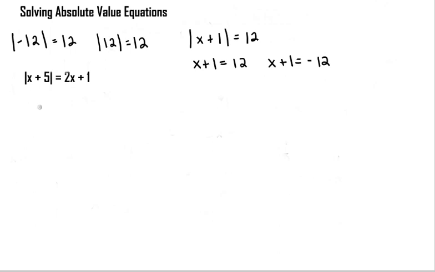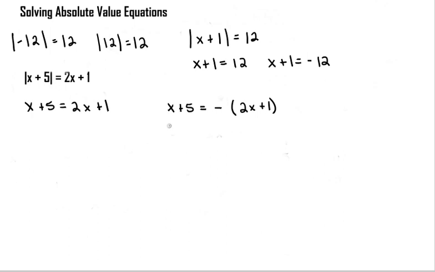We drop our absolute value symbols and we create a positive equation, x plus 5 equals 2x plus 1, and a negative equation, x plus 5 equals a negative, in parentheses, 2x plus 1. The reason we put 2x plus 1 in parentheses is so that this negative can be distributed to both the 2x and to the plus 1. This makes the entire right side of the equation negative, which is exactly what we want it to do.